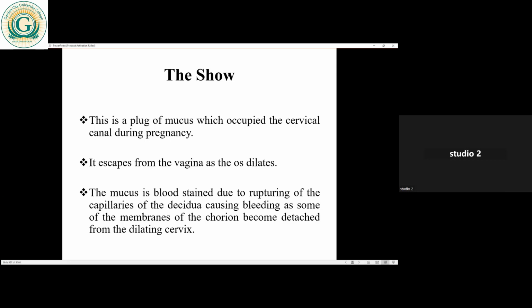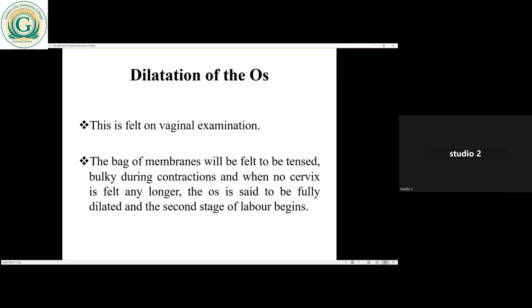Then we have dilatation of the os. This is felt on vaginal examination as the bag of membranes will be felt to be tense and bulky during contractions. And when no cervix is felt any longer, the os is said to be fully dilated.